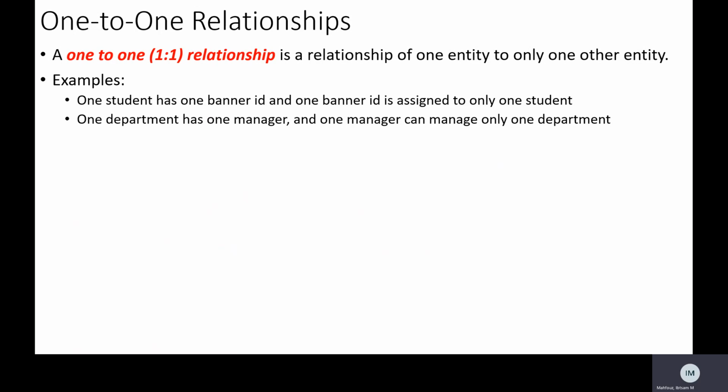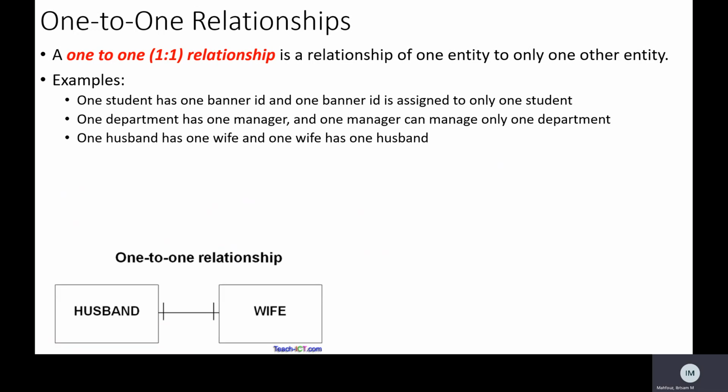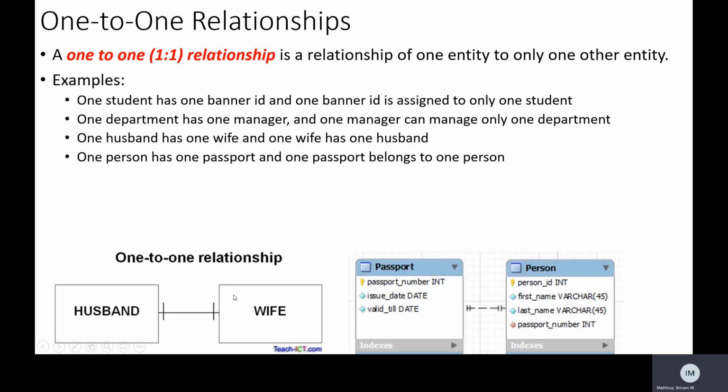Now, if a department had co-managers, that would not be a one-to-one relationship, because then we can't say that one department has only one manager. One husband has only one wife, and one wife has only one husband. So these would be one-to-one relationships. When we draw the ER diagram, for one-to-one relationships, we put a line between the 2 entities, and we put this vertical line, which looks like a 1, and that represents a one-to-one relationship.